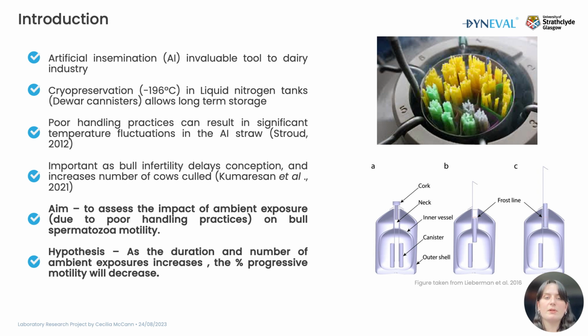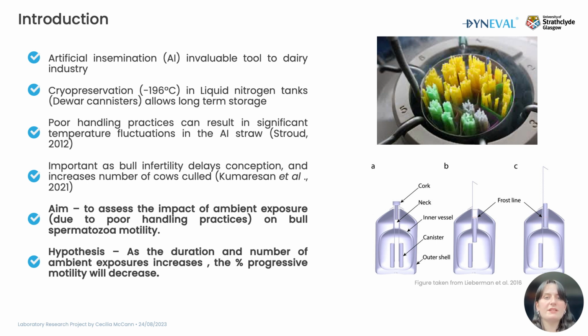But prior to this, there's multiple points where ambient exposure could occur, resulting in prematurely breaking the cold chain and significant temperature fluctuations, which could have negative consequences on the semen biology and therefore fertilization capacity. The first stage where this ambient exposure would typically occur is as a single ambient exposure.